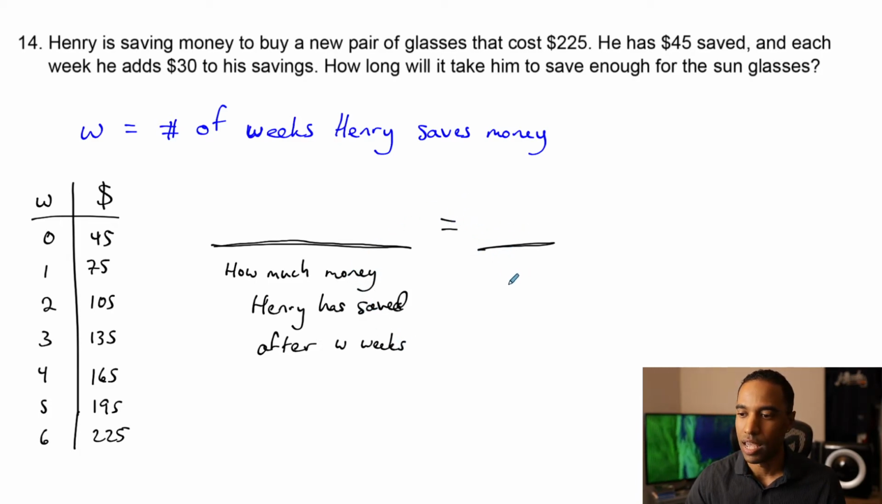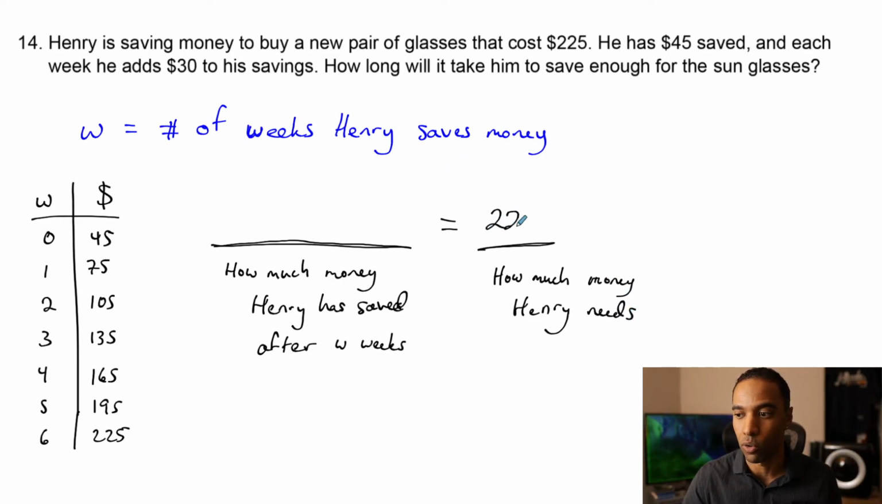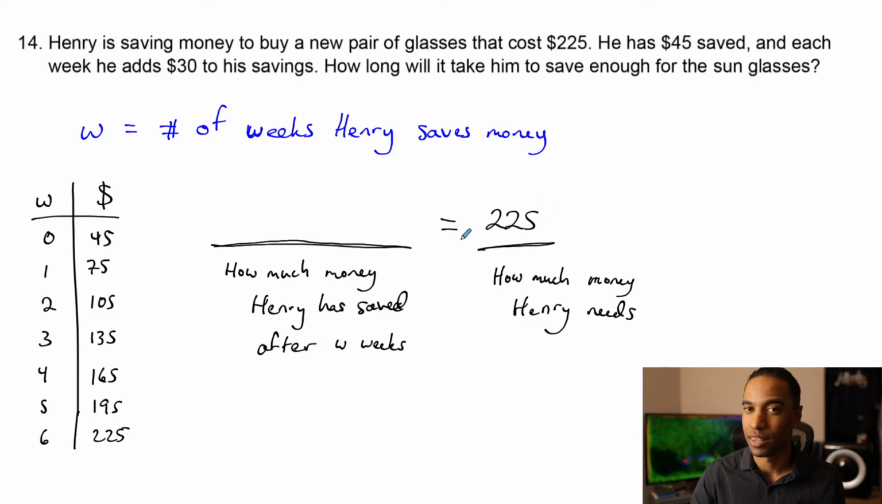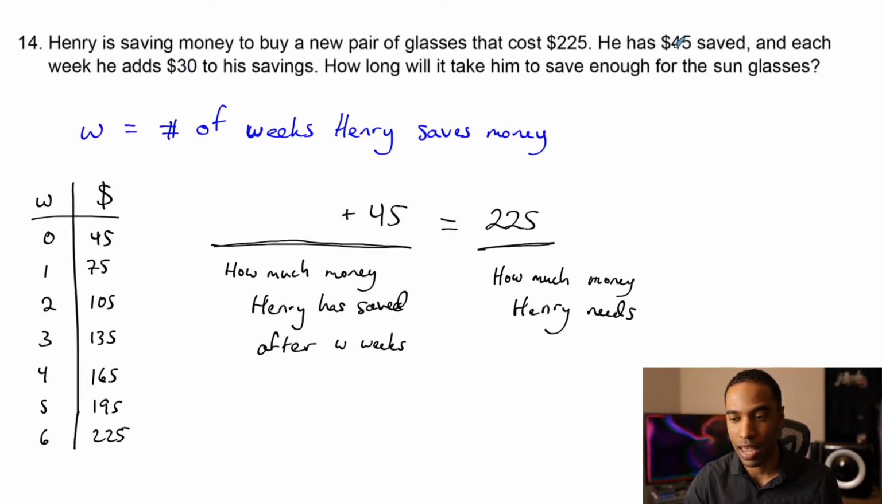This side of the equation is going to be how much money Henry needs. Now, how much money does Henry need? Henry needs $225. We want how much money Henry has saved after W weeks to equal how much money Henry needs, right? If you need $225 and you've only saved $105, that's not equal, that's not good enough. So right here, we're going to use an expression. Now the 45 happens regardless of whether he saves a dime after the fact. He already has $45 saved.